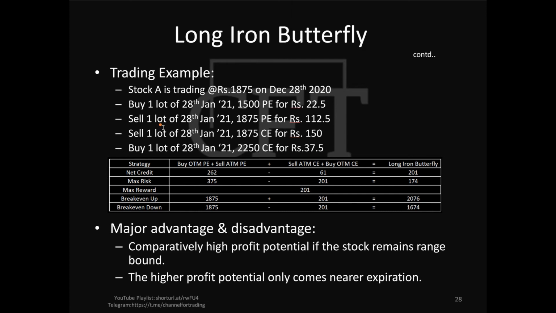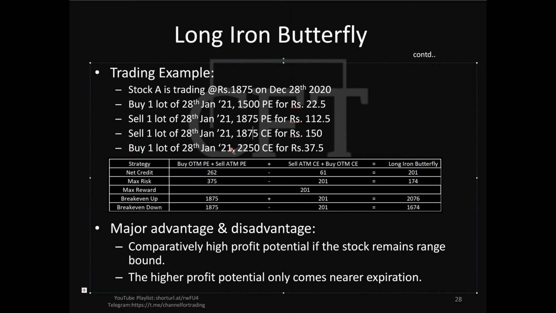For the ease of calculation, I have rounded it off. Sell one lot of 28 Jan 1875 PE for 112.5, and sell one lot of 28 Jan 1875 CE for rupees 150. Here you can see the PE and CE are both of the same strike price. I have chosen the PE and CE for selling. That is very important. That makes the long iron butterfly.